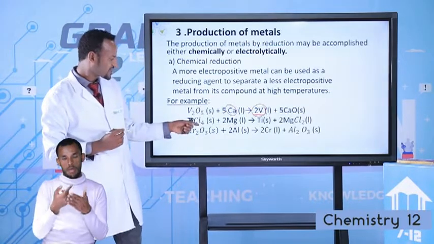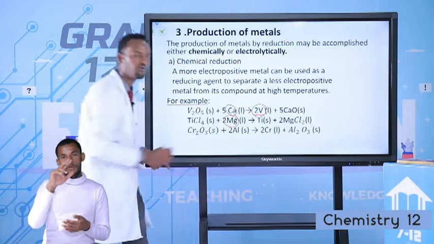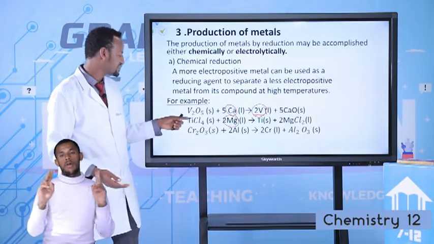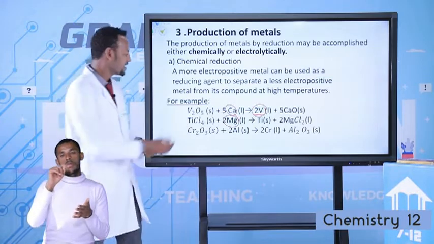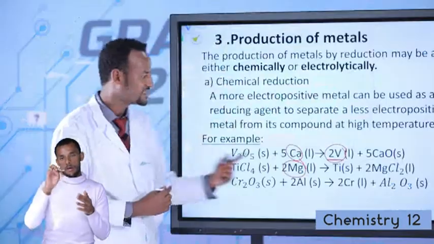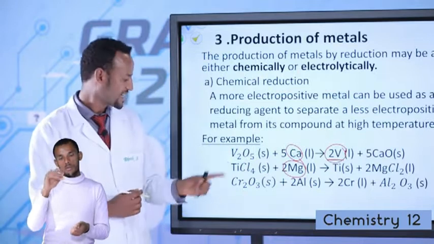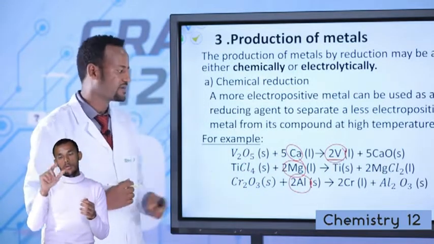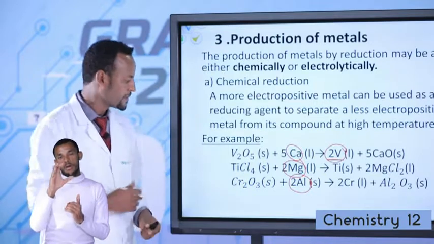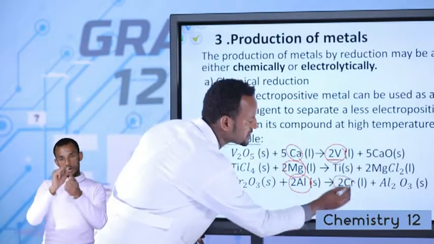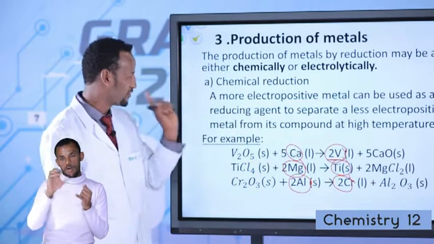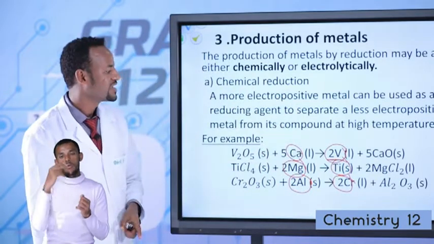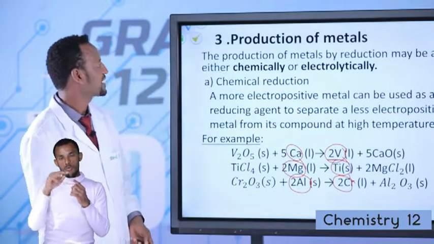Here, titanium tetrachloride with what? Magnesium. Why use magnesium? Because magnesium is a more reactive element than titanium. Therefore, magnesium replaced titanium, titanium is formed. Again, chromium by aluminium, because aluminium is more reactive than chromium. Aluminium replaced chromium, finally chromium is formed. Therefore, more electropositive metals can be used to form less electropositive metal atoms.